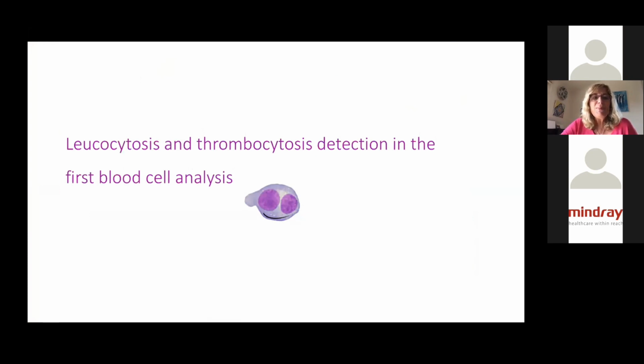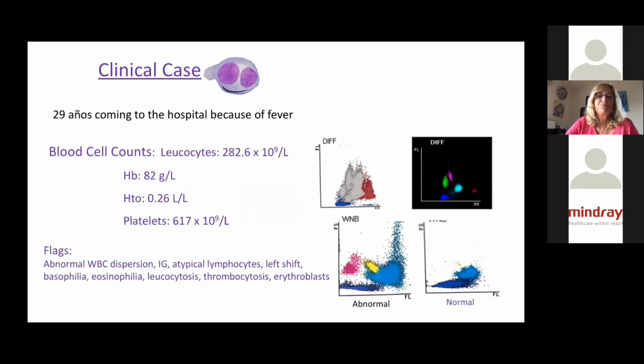The next warning is leukocytosis and thrombocytosis detection in the first blood cell analysis. The first case corresponds to a 29 years old man coming to the hospital because of fever. The blood cell counts show a very high number of leukocytes. Look, 282, 10 to the 9th. Anemia and high counts of platelets.